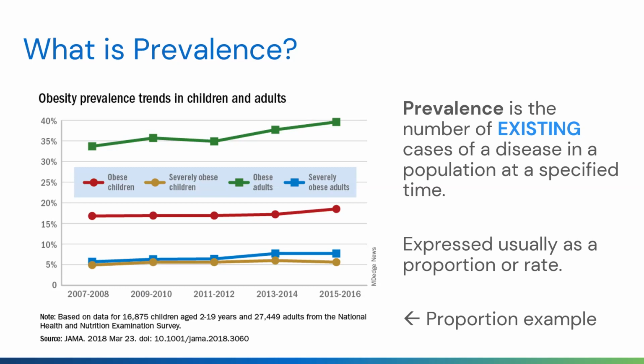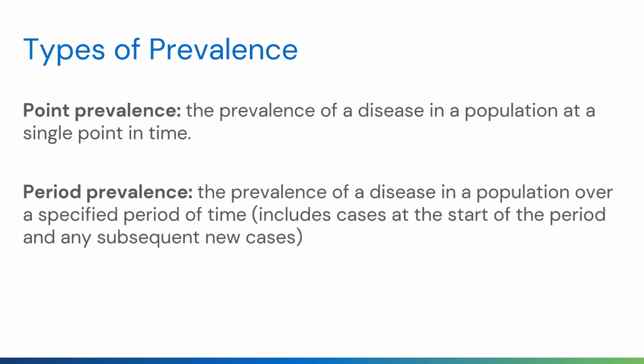Great, this is a proportion example. So prevalence can be expressed at one point in time or over a certain period of time. So point prevalence is the prevalence of a disease in a population at a single point in time. For example, today or in the year 2020, you might actually think of this as slightly different, but today the prevalence of diabetes is 10%. And that might be considered as an expression of prevalence as a proportion.